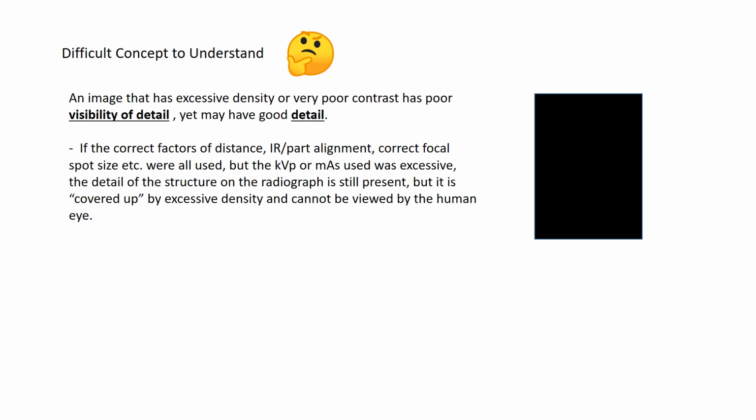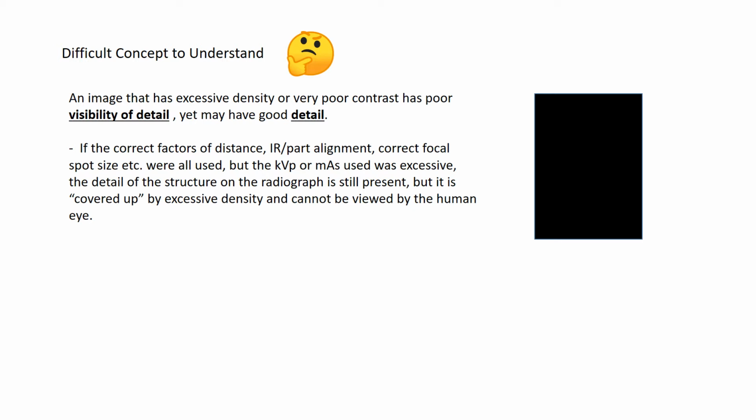It's a difficult concept to understand, but you can have an image that is actually 100% totally black and still have good detail on it. Doesn't make much sense. But if the correct factors of distance, your IR part alignment, your correct focal spot size, all of that were used, but you used too much KVP or too much mass, what are you doing? You're covering up the detail. If we were able to then subtract off that extra density, we would actually see the detail.